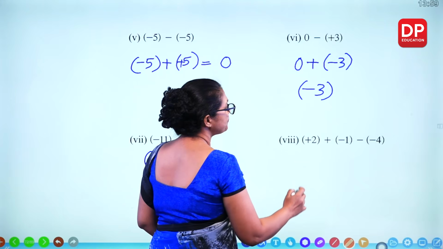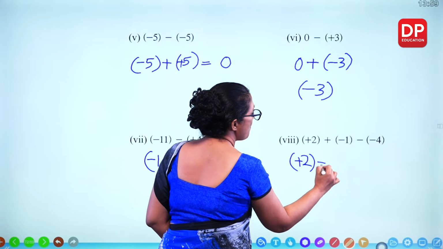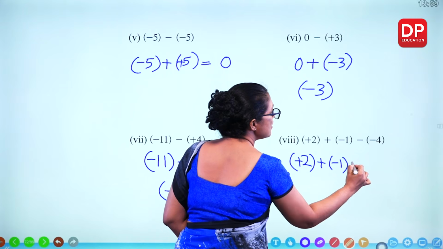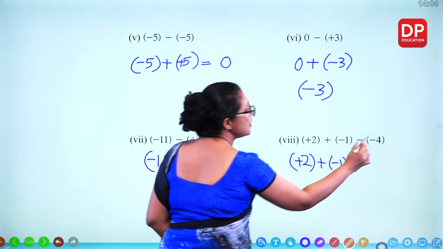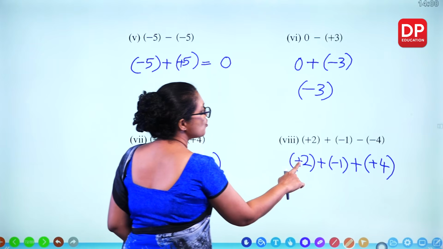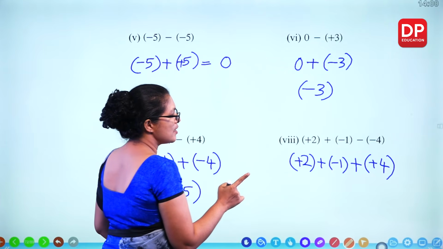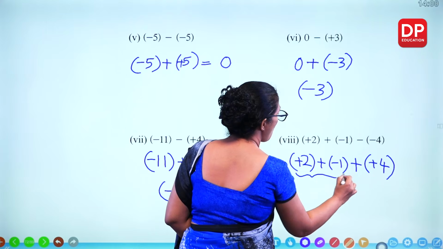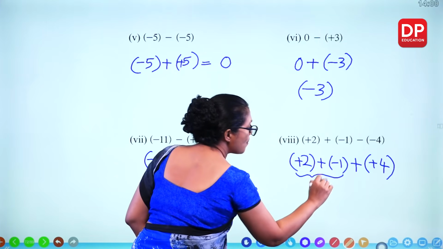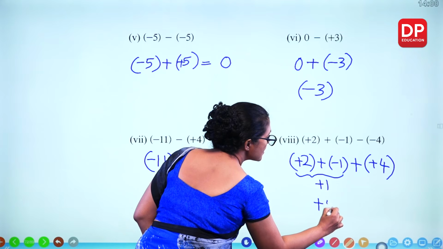This one, convert the question. Plus 2 plus minus 1. Adding of the additive inverse. That's plus 1. Plus 4. 2 minus 1. Take the difference. You get plus 1. Plus 1 and plus 4. You get plus 5.